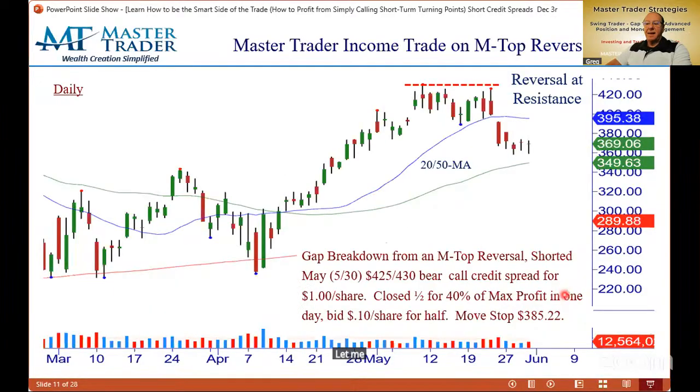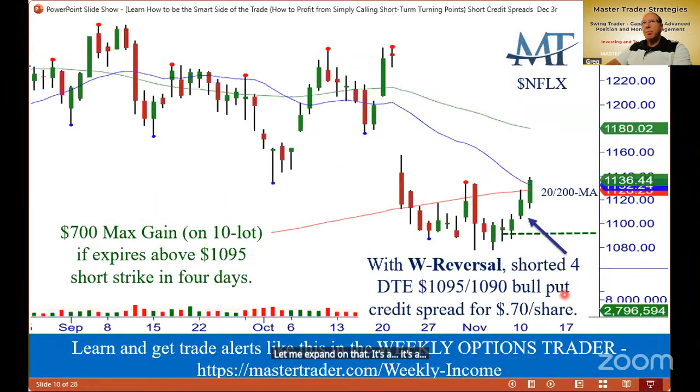Let me expand on that. It's a key point to understand as we're talking about credit spreads versus trading directionally. So you're long XYZ. As we do everything, it's based on the chart. So let's just say, for example, with this particular instrument, I'm going to go long XYZ.